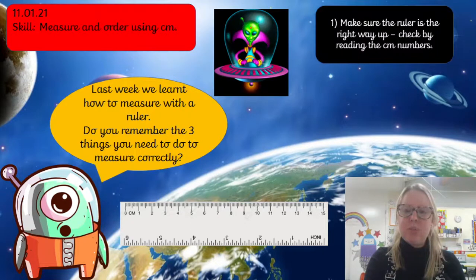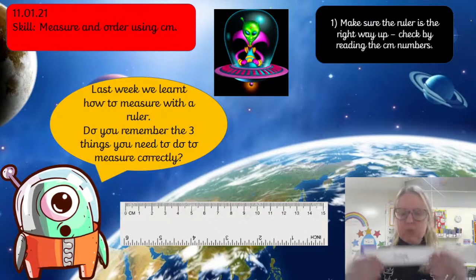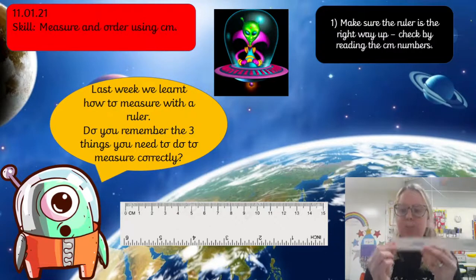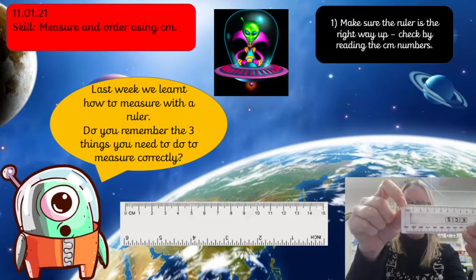So step 1 is to make sure the ruler is the right way up and check by reading the centimetre numbers. So make sure your ruler is the right way up and that you can see your c and your m for centimetres.